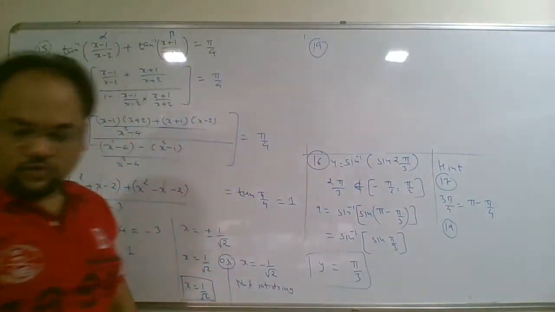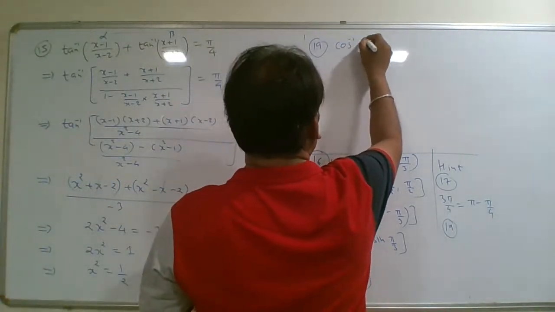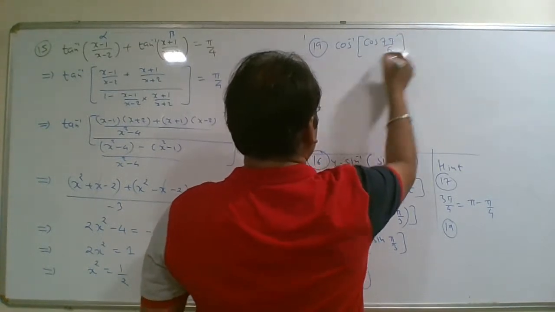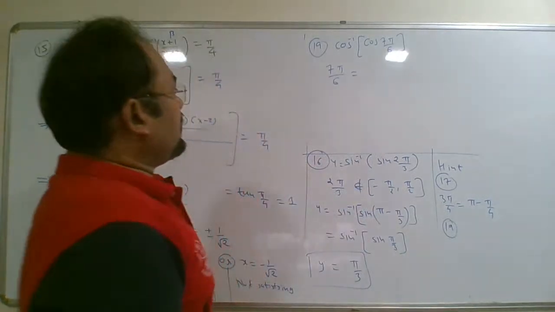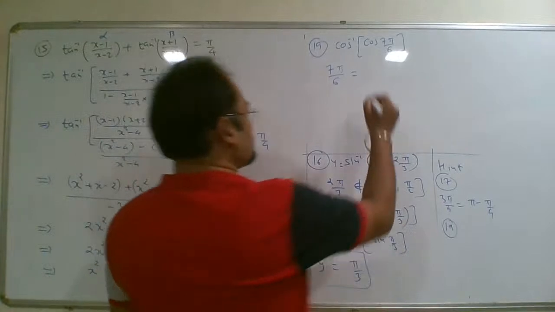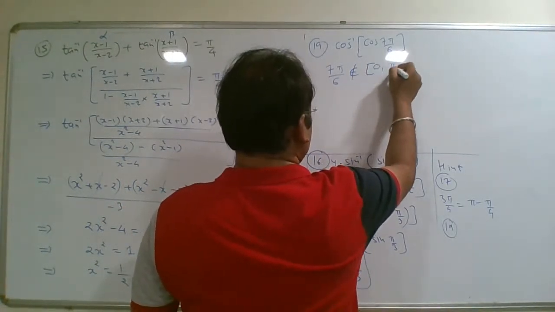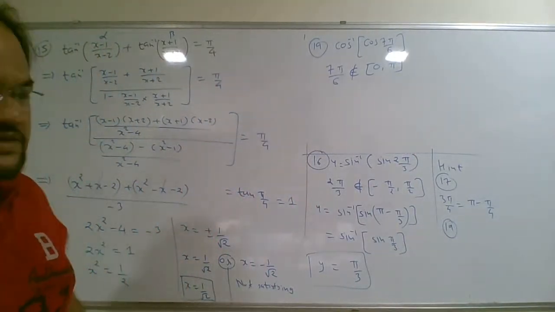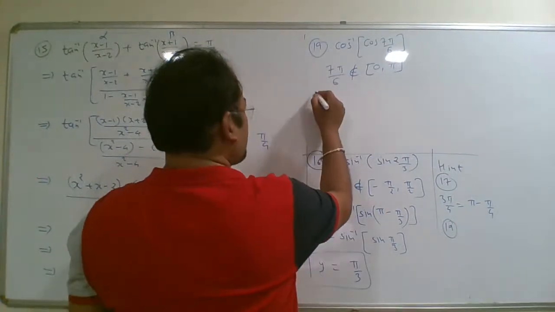Question number 19, cos inverse cos 7 pi by 6. 7 pi by 6, pi by 6 is 30, so 7 pi by 6 is 210. 210 does not belong to 0 to pi. तो सीधा इसको कैंसिल नहीं कर सकेंगे.